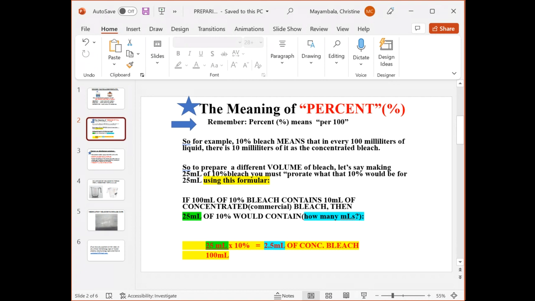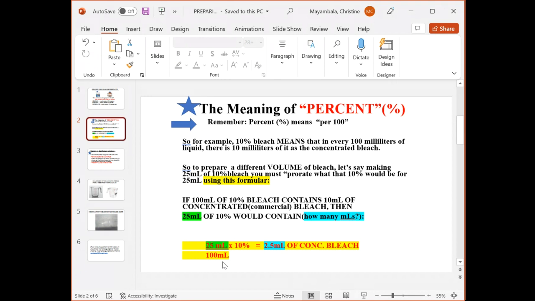You go back and say if 100 milliliters of 10% bleach is going to require 10 milliliters of concentrate, then 25 is going to be a quarter of that 100, right? So everything is the concentrate. Instead of using 10 mLs, you're going to use a quarter of that 10 mLs. But an easier way of explaining it is this little formula that I put together. So if 100 mLs of 10% bleach requires 25 milliliters, you plug that 25 milliliters, 25 divided by 100 times the percentage, and you get your answer.